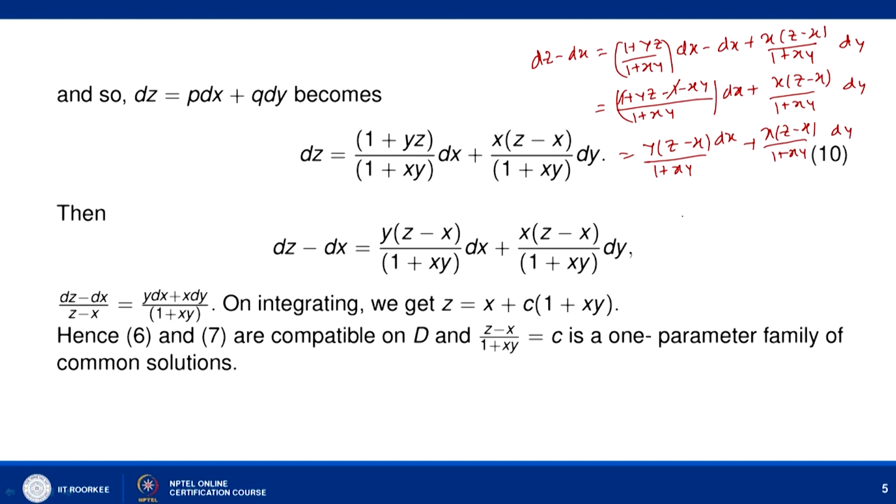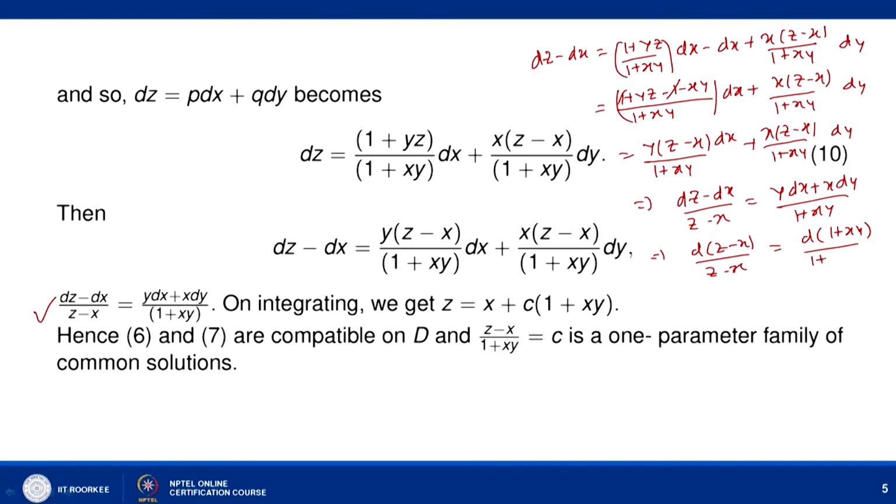Now you can divide by z minus x, so here we have (dz minus dx) divided by (z minus x), and what you will have here is (y dx plus x dy) divided by (1 plus xy). So we got that (dz minus dx) upon (z minus x) equals (y dx plus x dy) upon (1 plus xy). Now you can integrate this directly. In fact, it is d of (z minus x) upon (z minus x), and here you can write this as d of (1 plus xy) divided by (1 plus xy).